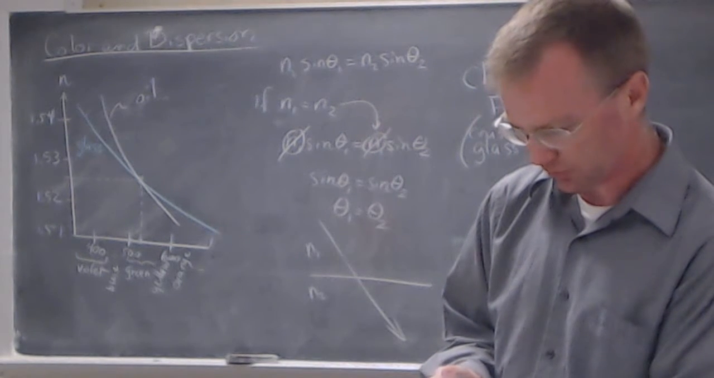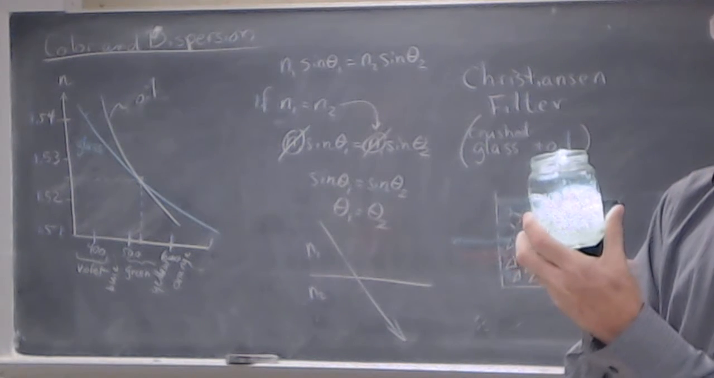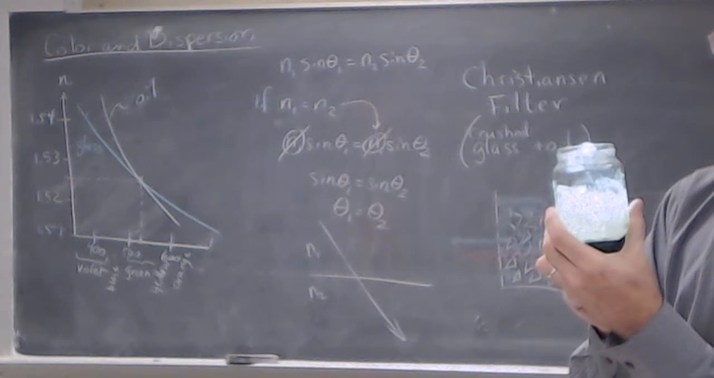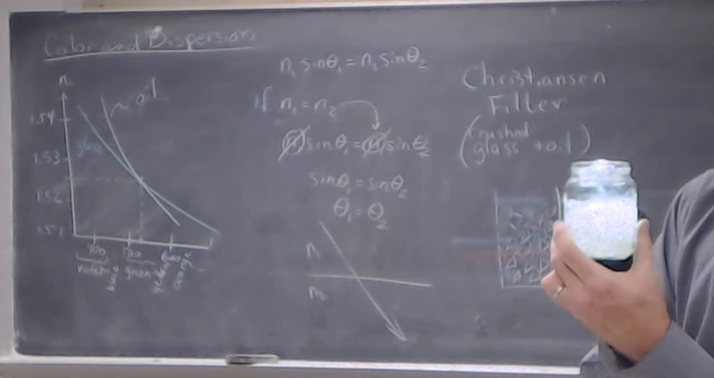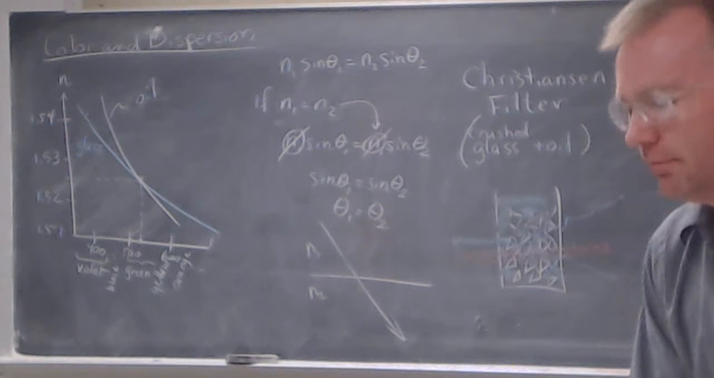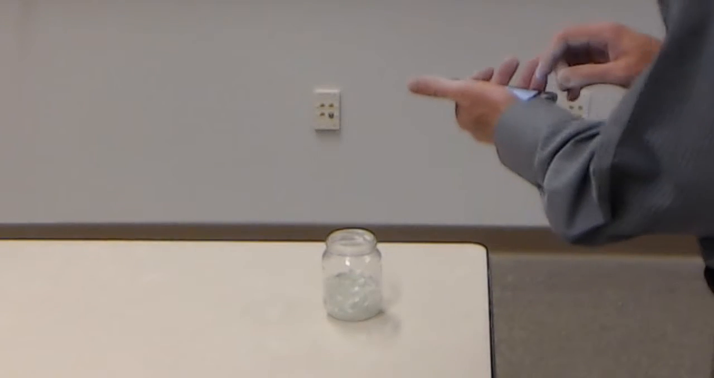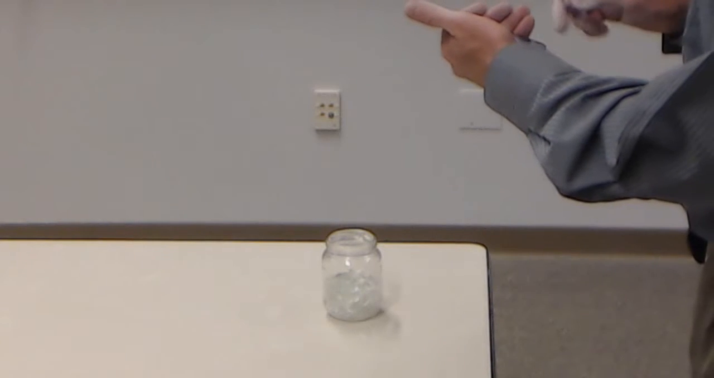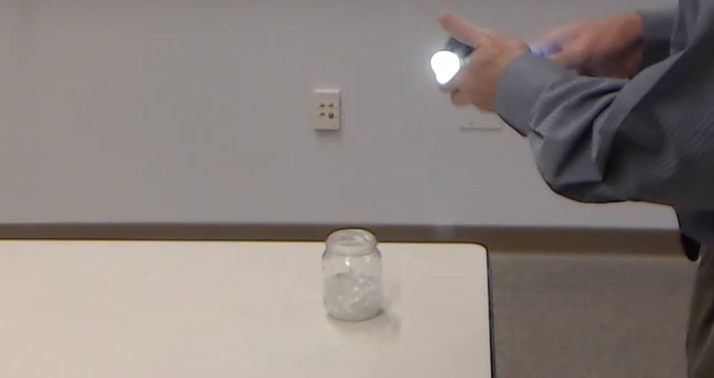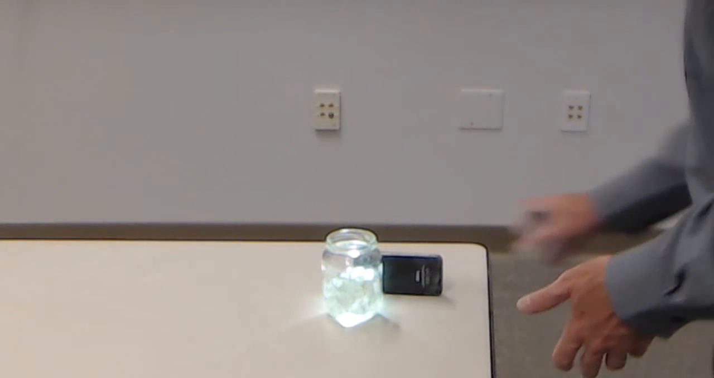I've got my flashlight on the phone here. There. So you can see that this is dispersing the light fairly evenly in all directions. There are little colored fringes if you looked up very close.